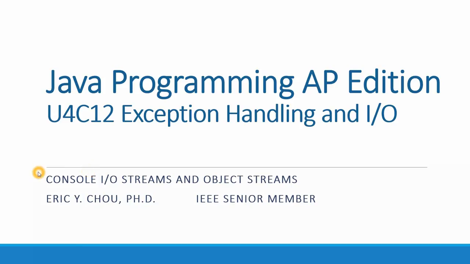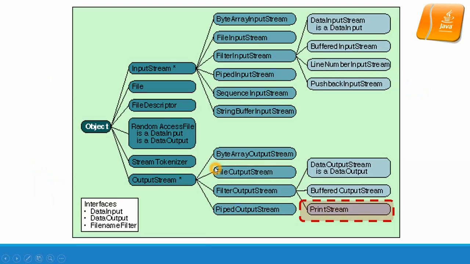In this lecture, I'm going to talk about console I/O streams and the object I/O streams. For the console I/O stream, we had a PrintStream, the subclass of the FileOutputStream. This is similar to the PrintWriter, and we have the InputStream, similar to the Scanner. Let's look at the example later.